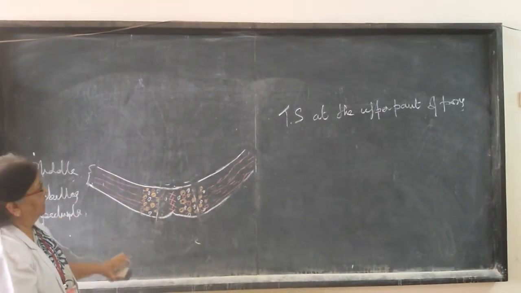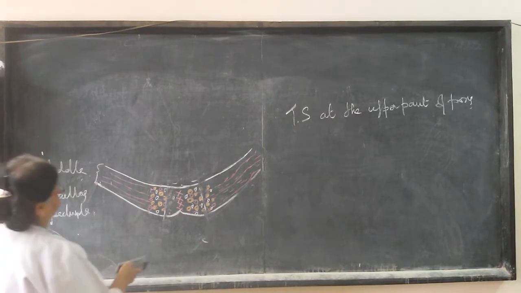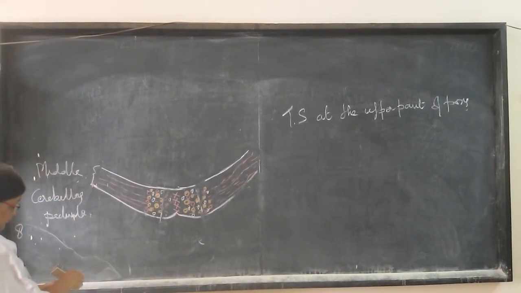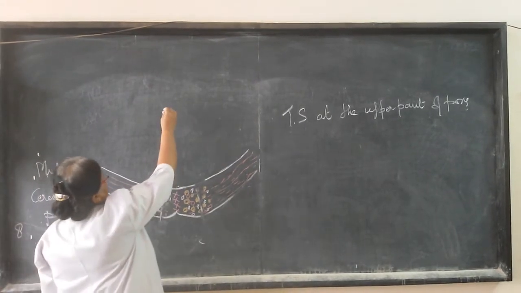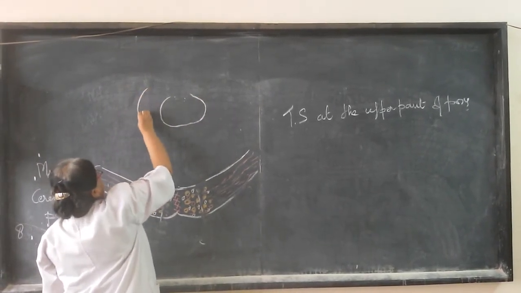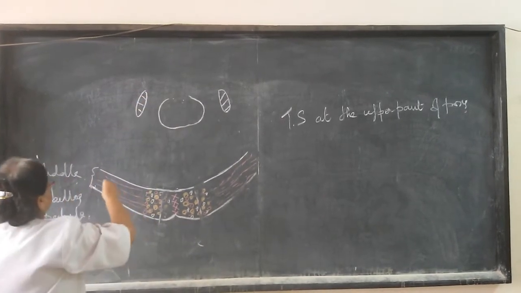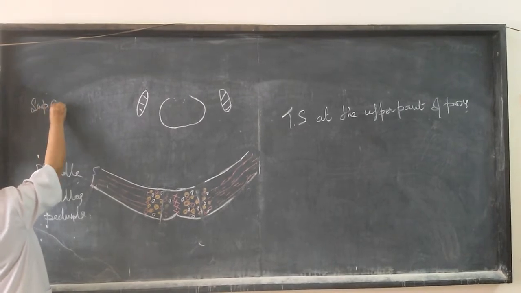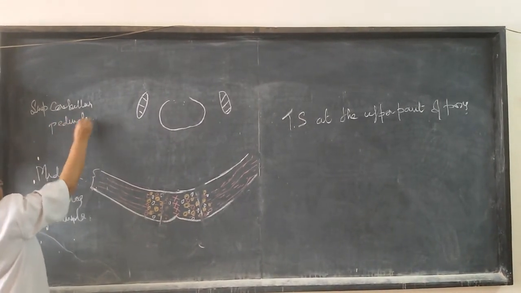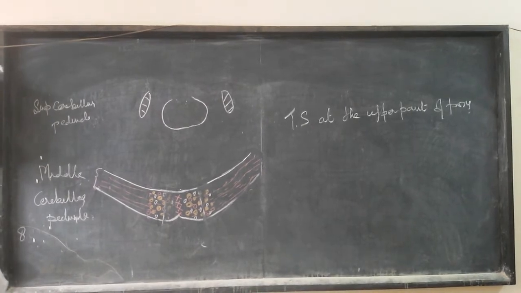Now, when we take a section at a higher level, we get the nuclei related to the fifth cranial nerve, the trigeminal nerve. Dorsally, this will have the cavity, the fourth ventricle, and on either side, the superior cerebellar peduncle. Superior cerebellar peduncles are bundles of fibers which connect the midbrain and cerebellum.